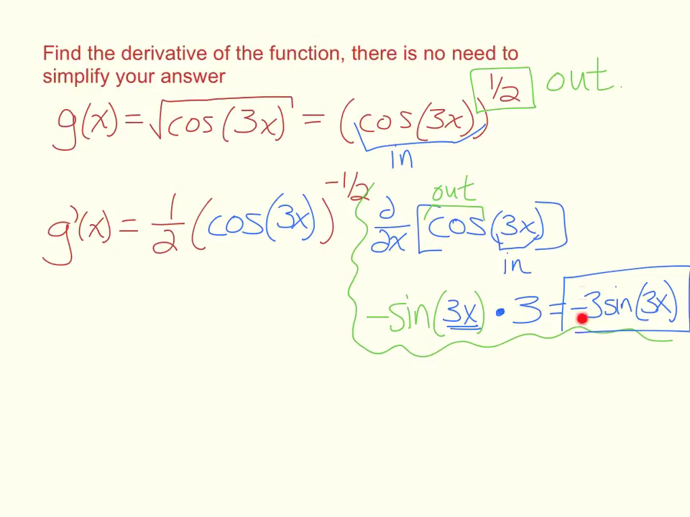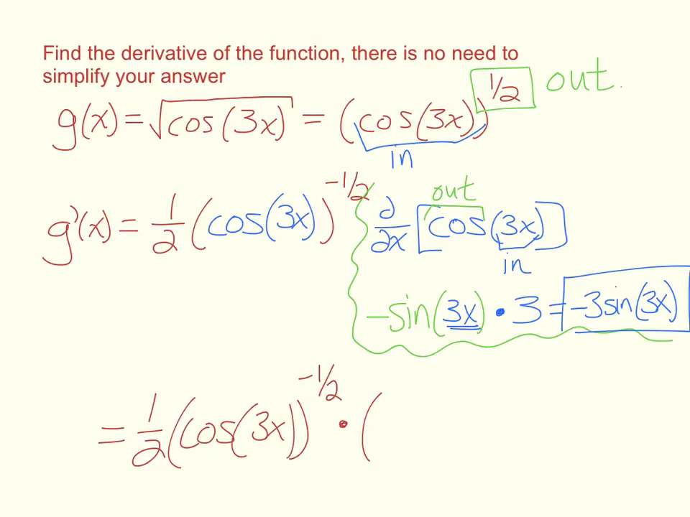So I'm going to multiply this to the original bit that we had before. So our final answer will be 1/2 cosine 3x to the negative 1/2 power times negative 3 sine of 3x.